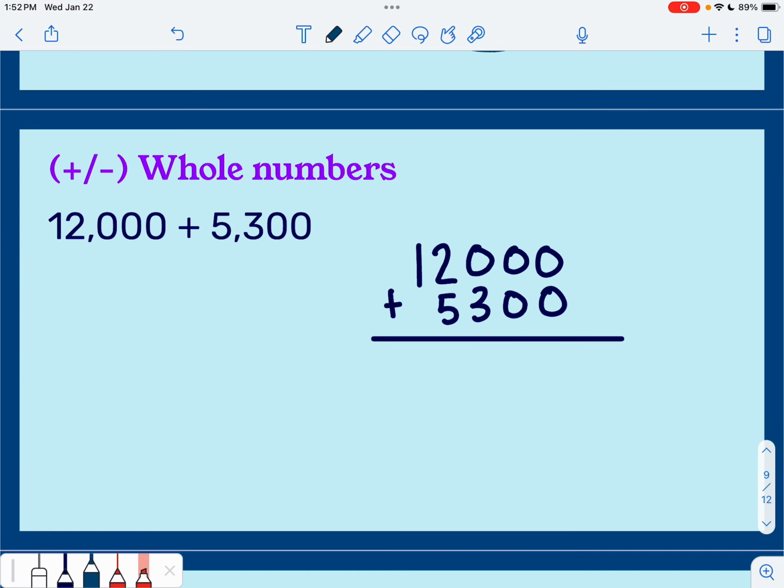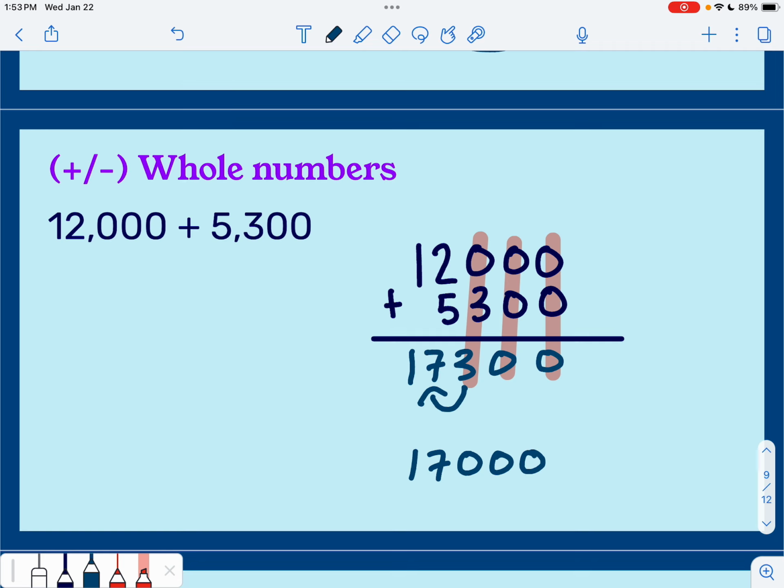Okay, let's do the next one. We'll take 12,000 plus 5,300. Again, we're just going to do the math before we talk about any of the precision. That would be 17,300. Again, we're just going to drop down when there's zeros there. Now there's no more zeros left. So we are going to take this and round, and that does not round. So our answer is this.